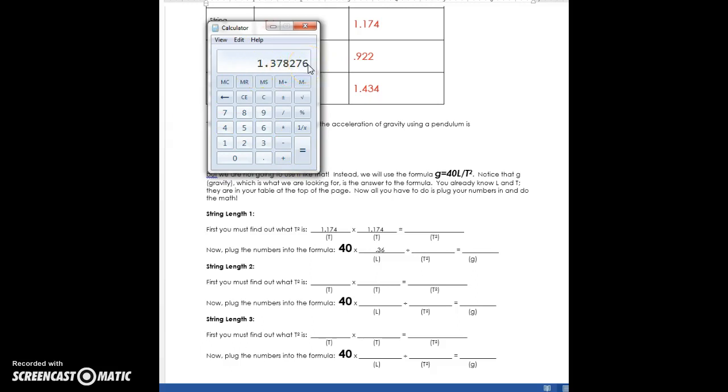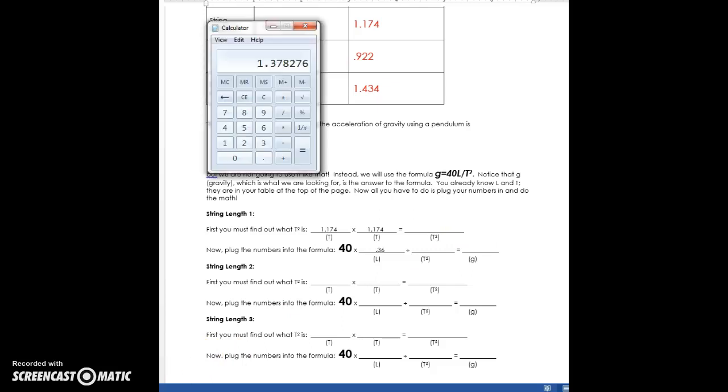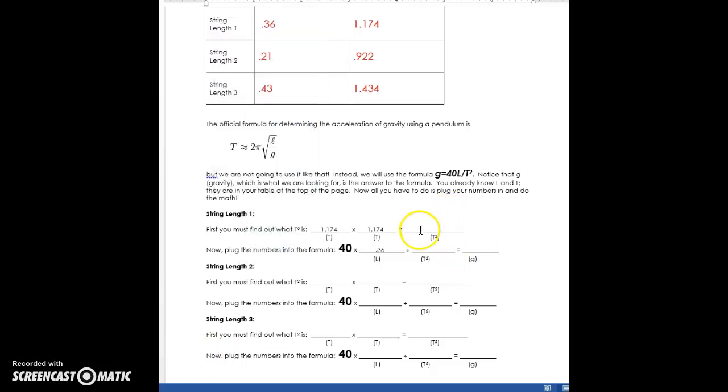1.378276. We don't need all of that. Let's round to the third decimal place. Okay, so I see my third decimal place is an 8. My fourth decimal place is a 2. Rounding rules tell us that since it's less than 5, I'm going to leave the 8 alone. Remember your rounding rules. So down here, that said 1.378. That's going to be my answer.